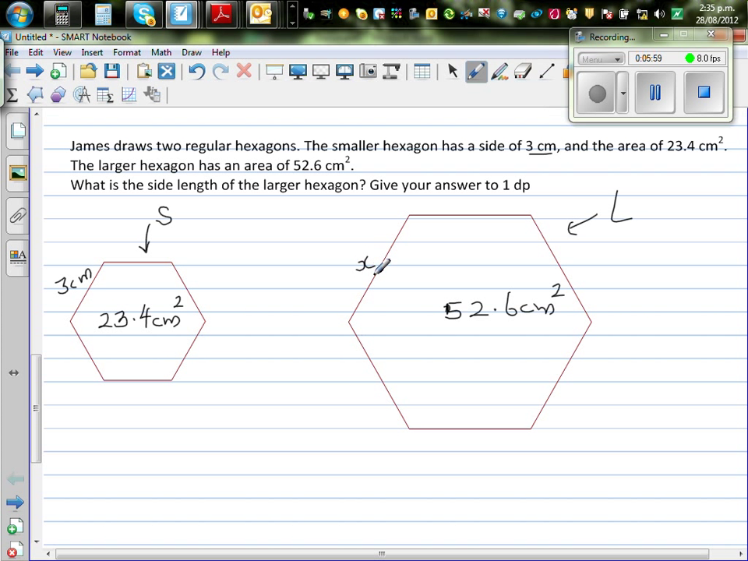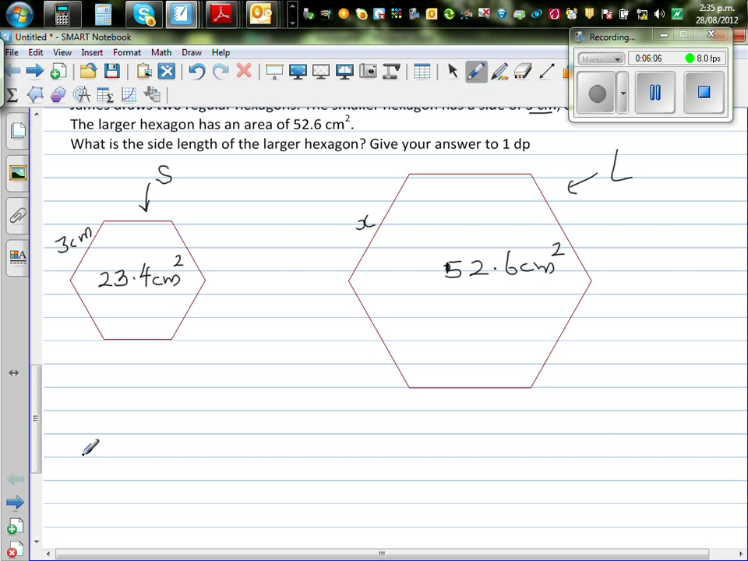So this is x. We want to find this x. What's the side length of the larger hexagon? So let's write the formula. The area of L is equal to the scale factor squared times the area of S, because we are talking about area.